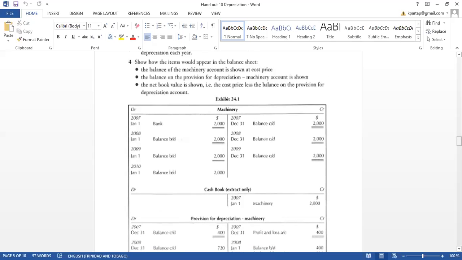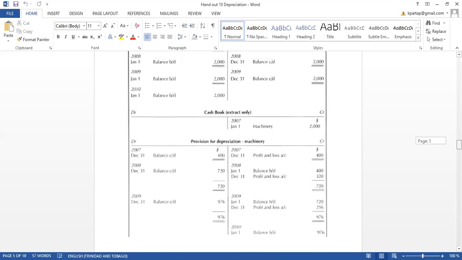Okay, so the cash book entry, in the cash book, of course. We have the entry showing that there was a credit entry for cash. There was a credit entry for the cash book to show that the money came out of the bank account and went to pay for the machinery.